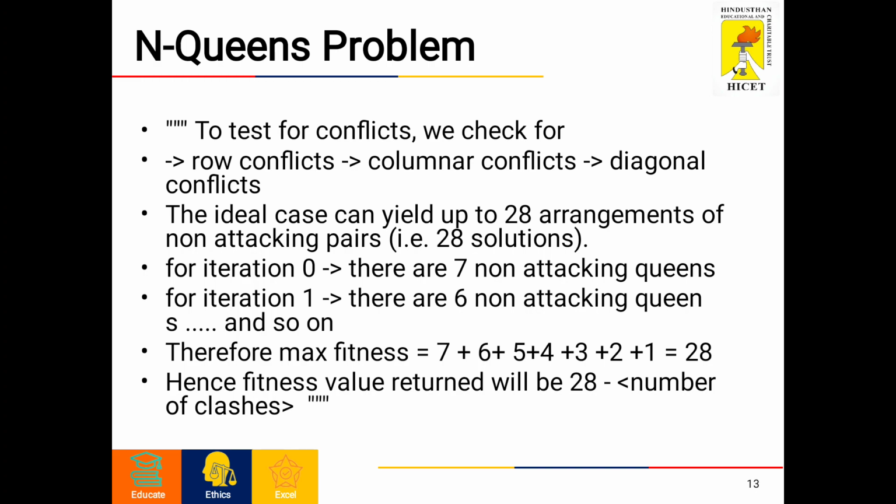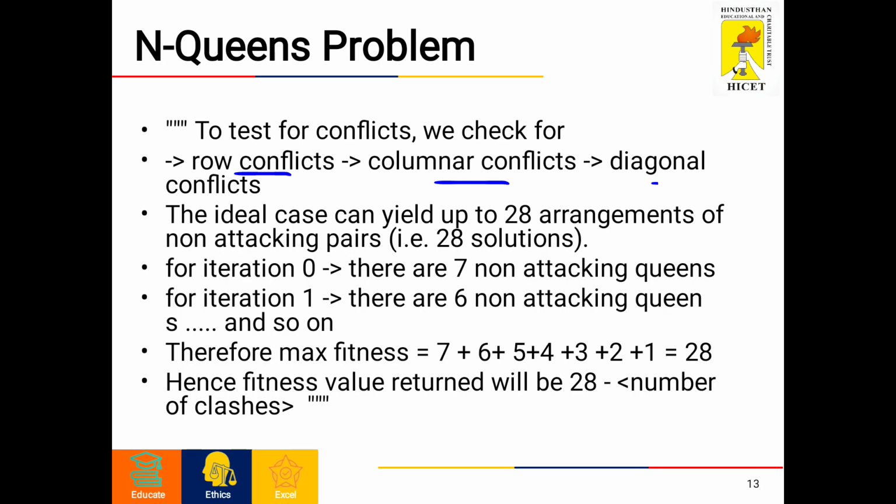In order to test for the conflicts, as I already said, we have to check for row conflicts, column conflicts and diagonal conflicts. Before checking these things, we have to find the fitness. Based upon the fitness only, we are able to determine whether the clashes are there. The fitness of an individual is attributed to the number of clashes. In other words, the fitness function is proportional to the number of clashes.